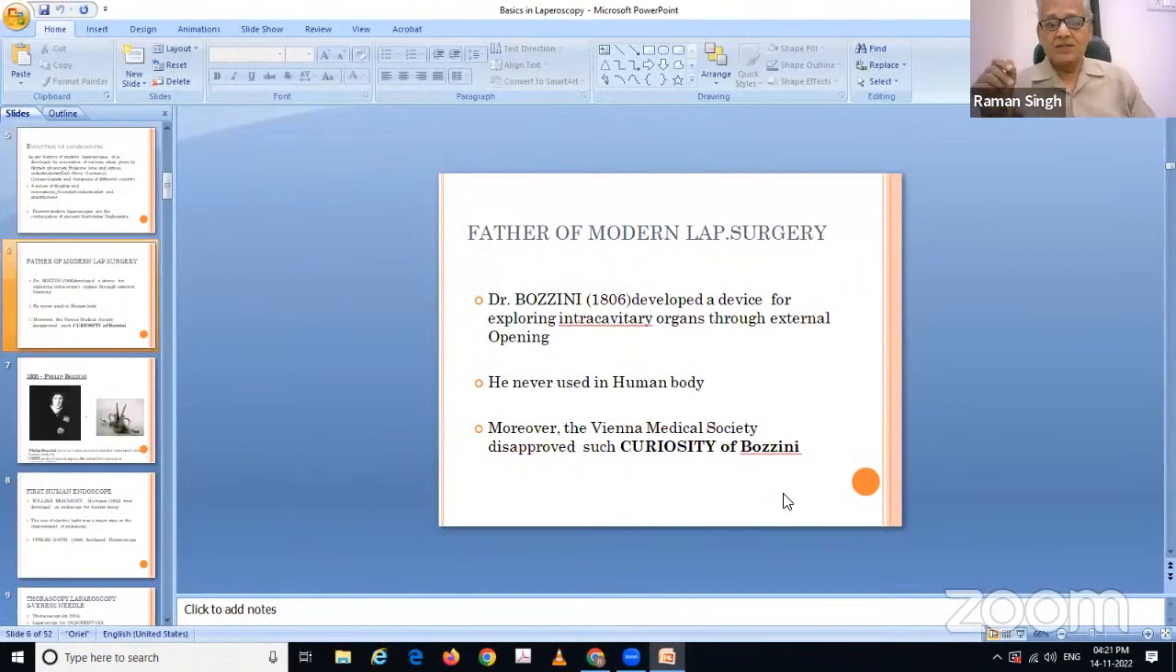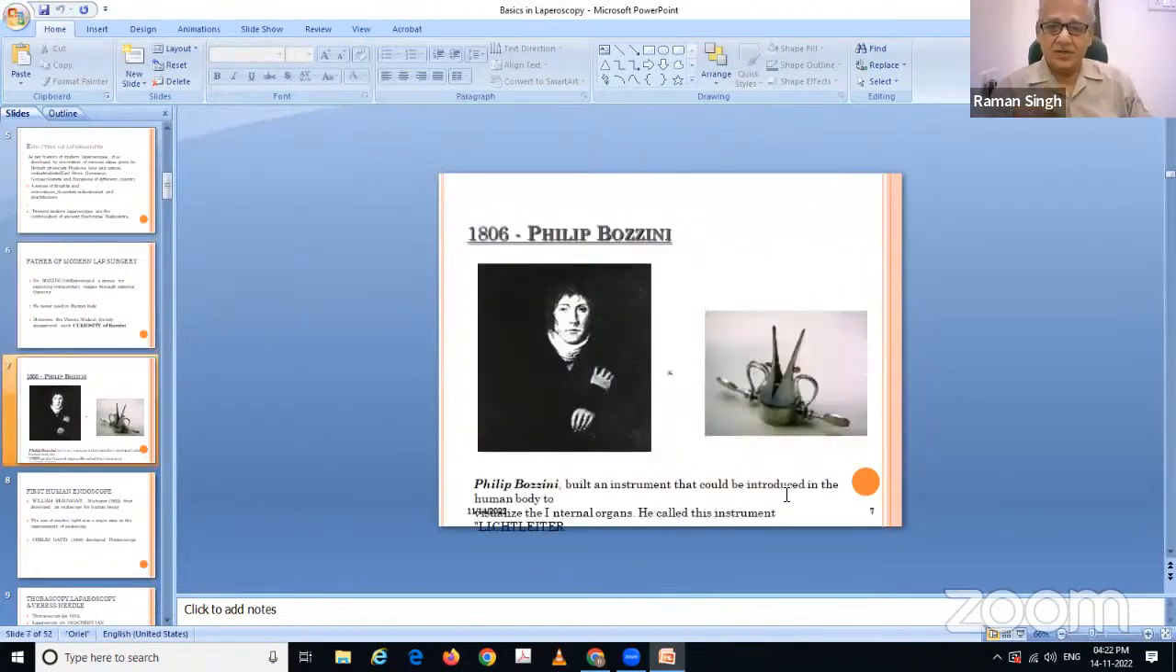This way we can say, because Dr. Bozzini in 1806 developed a device for exploring intracavitary organs through external openings. But he never used it in a human being. He only used it in a dog. Moreover, the Vienna Medical Society disapproved of his curiosity. This is the instrument he developed, shown in the picture. He developed the instrument simply. Is it different from what Sushruta described? This Bozzini is called the father of modern laparoscopic surgery. And we tell our surgeons that Sushruta was great, who gave the design of the Nadi yantra, similar to the present various laparoscopes and endoscopes.